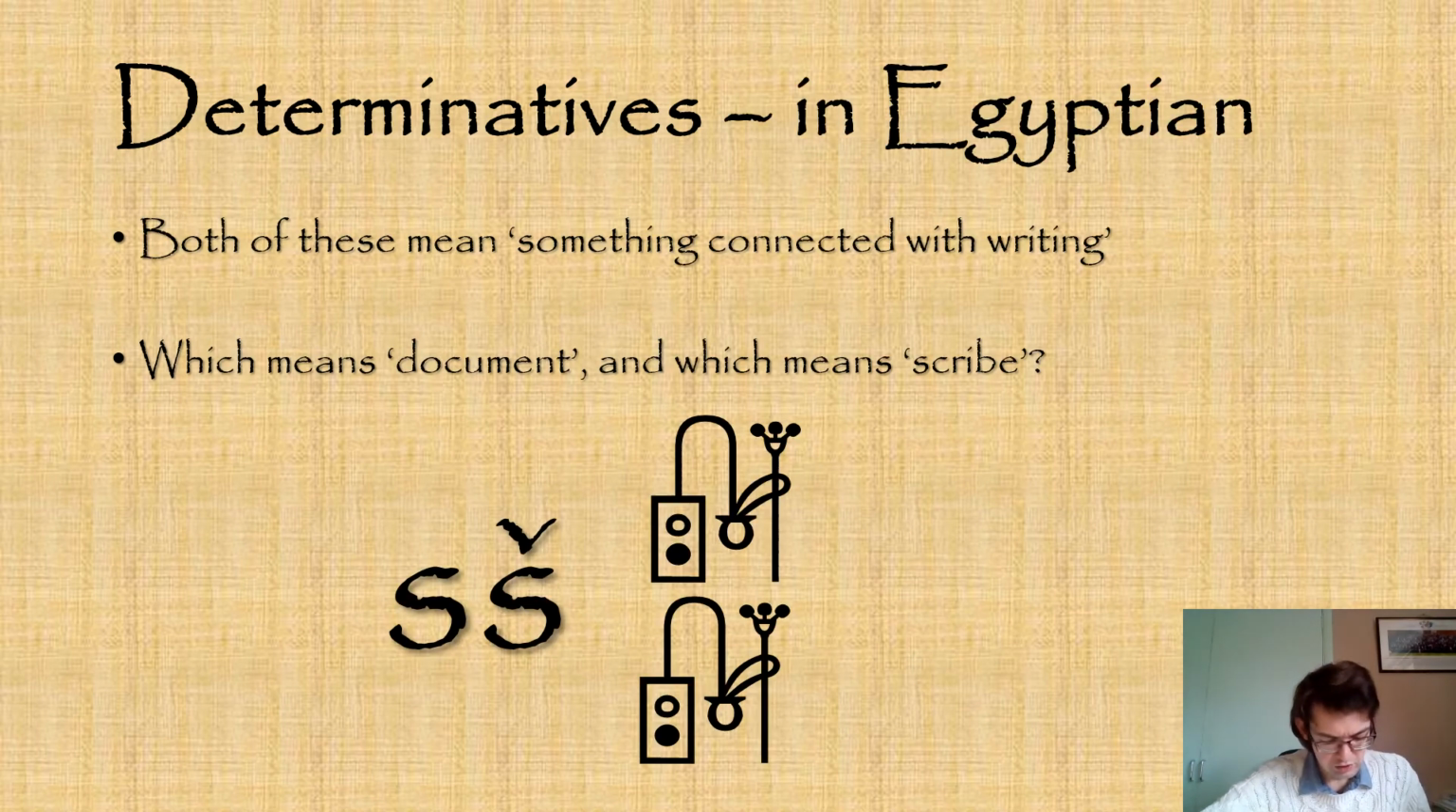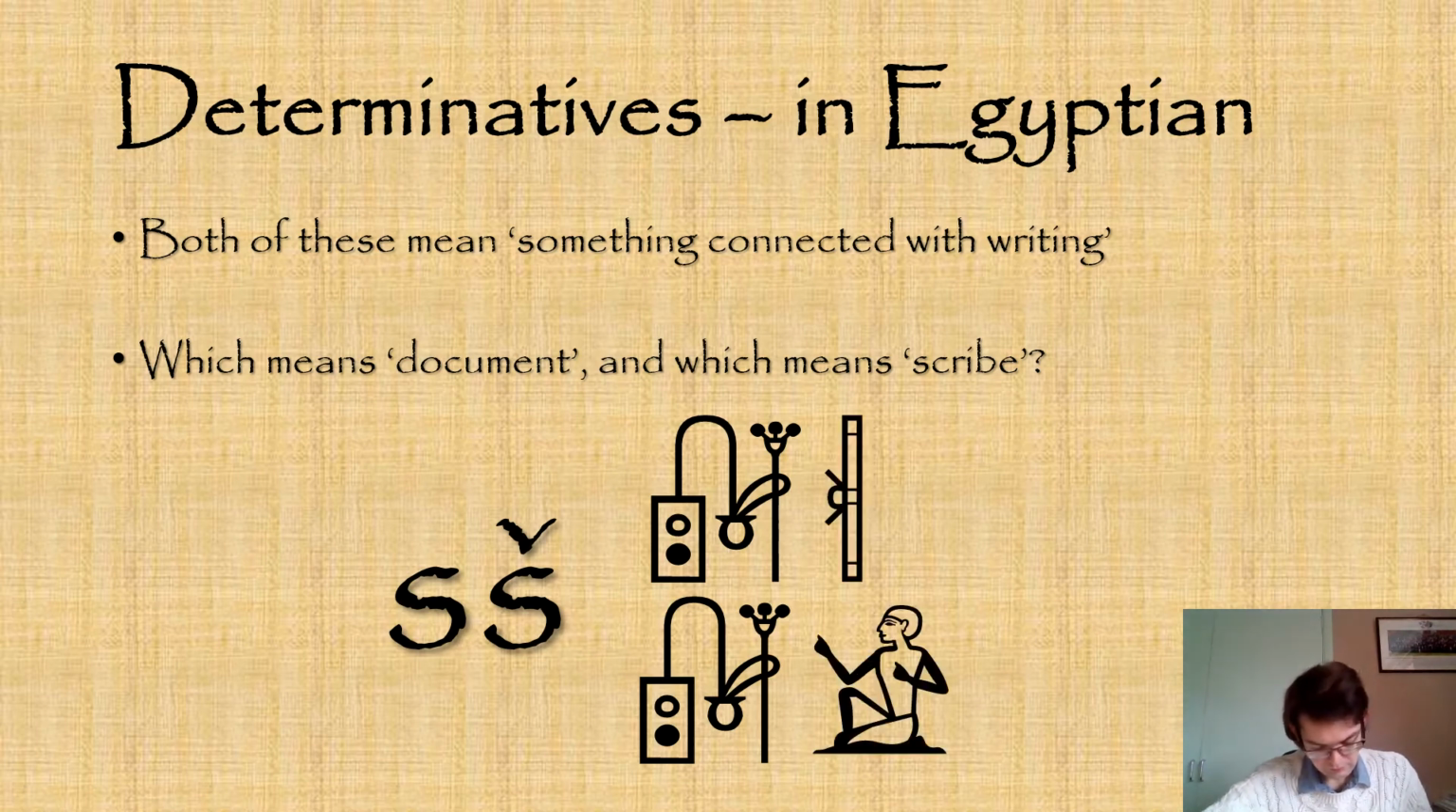Let's now apply this to Egyptian. If we go back to one of the words we had earlier, sesh, we said it could be expressed by this biliteral sign and that it conveys the idea of writing. But which of these two means a thing which is written, a document, and which means a person who writes, a scribe? To determine which is which, we need a determinative. So now we can clearly see that the first sesh is a document, marked out by the book roll, and the second is a scribe, marked out by the person.